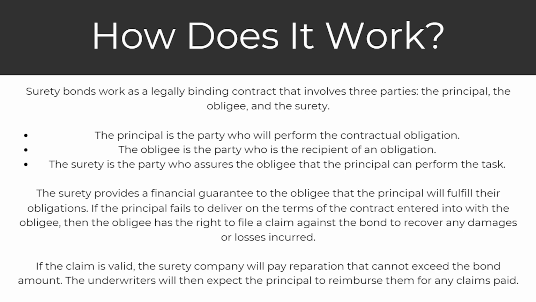If the principal fails to deliver on the terms of the contract entered into with the obligee, then the obligee has the right to file a claim against the bond to recover any damages or losses incurred. If the claim is valid, the surety company will pay reparations that cannot exceed the bond amount. The underwriters will then expect the principal to reimburse them for any claims paid.